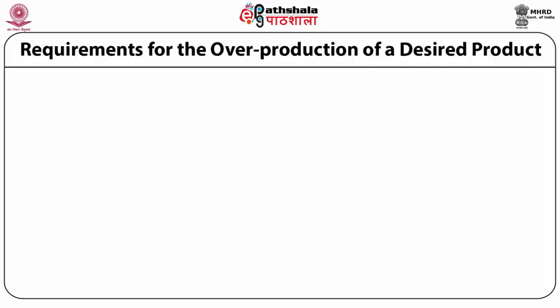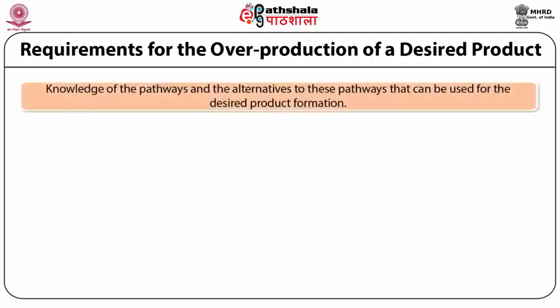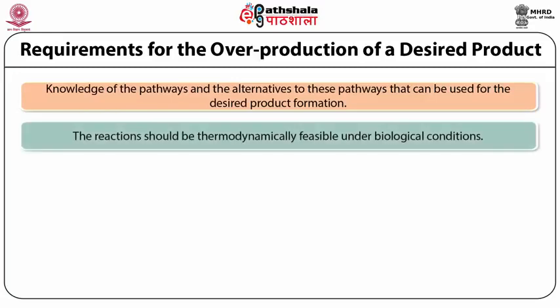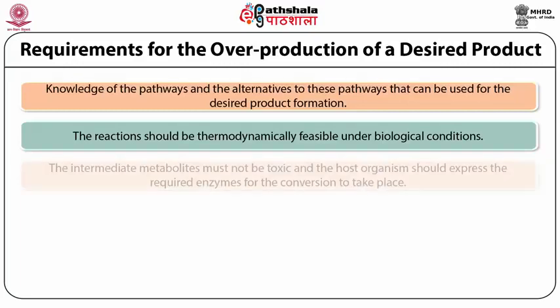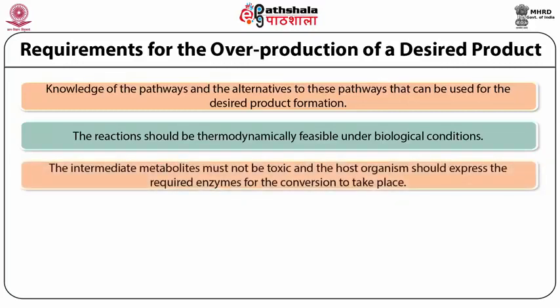What are the requirements for the overproduction of a desired product? First, we should have knowledge of pathways and the alternatives to these pathways that can be used for desired product formation. The reactions should be thermodynamically feasible under biological conditions. And finally, the intermediate metabolites must not be toxic, and the host organism should express the required enzymes for the conversion to take place.